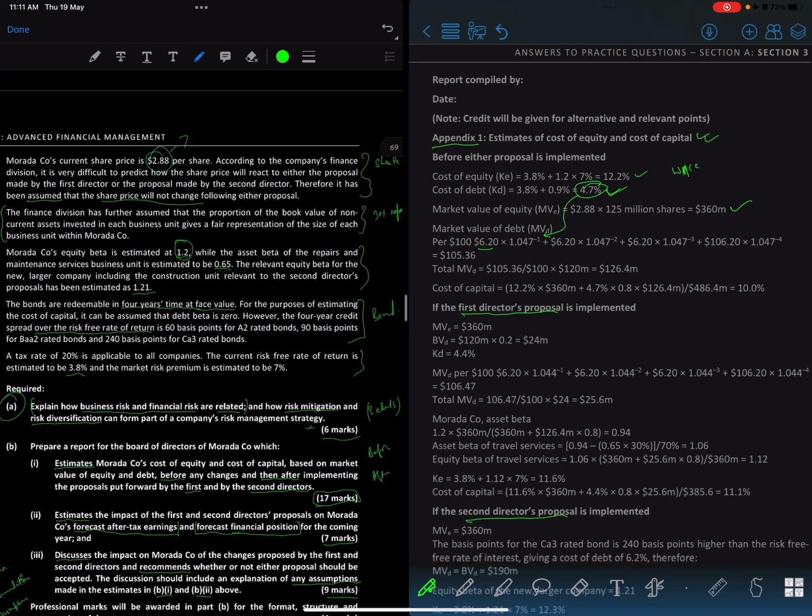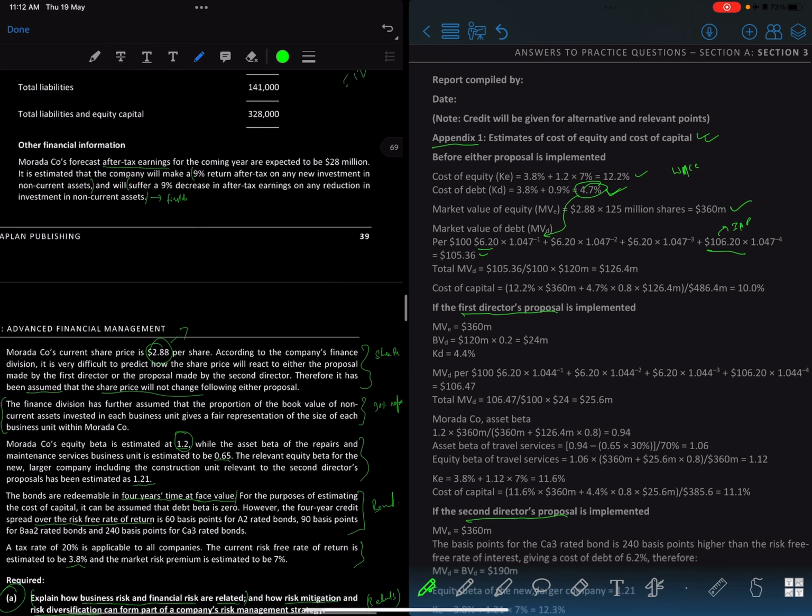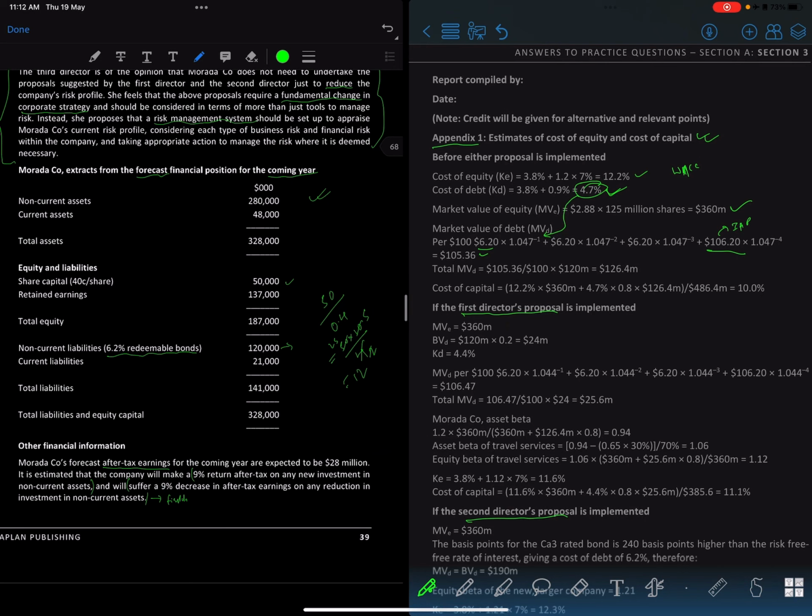So we use that as the discounting rate, and it's a 4-year bond at face value. So it will be what? First year interest, second year interest, third year interest, fourth year interest plus the principal, right? And then we are just discounting it, and we get 105.36 per $100, right? And then how many quantity do we have? Our quantity is 120,000 divided by 100. Or you could just say 105.36 divided by 100 times 120 million, right? And then we will get the total market value.